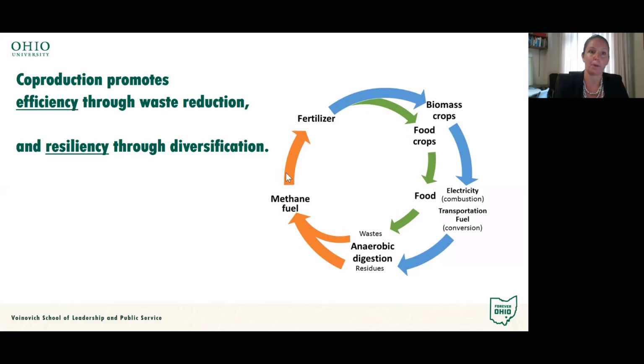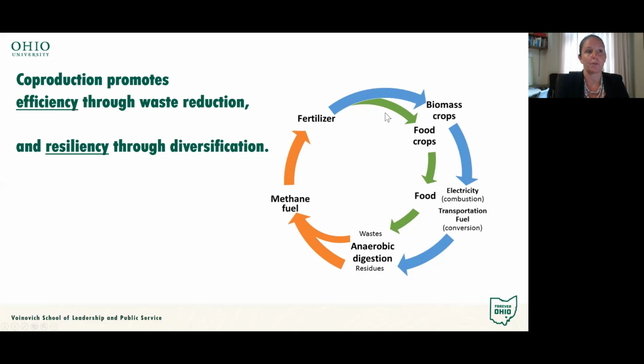Co-production has the potential to promote both efficiency through something like waste reduction and resiliency through diversification. And so here, this conceptual model gives you an idea of how we might have a circular economy where we're capturing wastes and making them into valuable products. That's the circular part of this. But the co-production part is represented by where the arrows diverge. And we have two different potential pathways here. And this is reducing waste and improving efficiency because we have wastes from these systems that are turned into a valuable product, fuel and fertilizer.